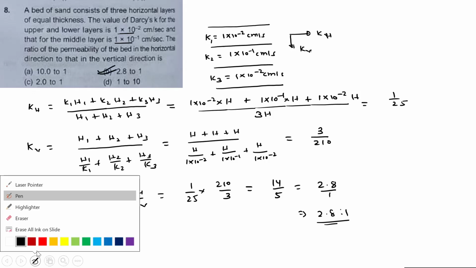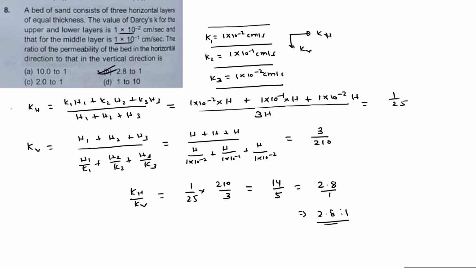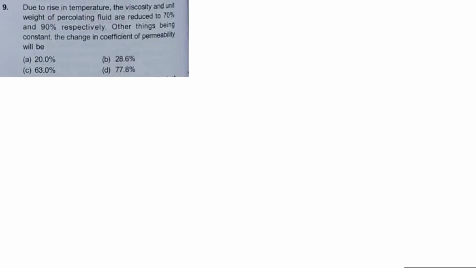The important formula is this. Just remember this formula. It is a very important formula. In many exams, like AEE exams and UPSC, it may be asked. So next is question number 9. In question number 9, due to a rise in temperature, the viscosity and the unit weight of the percolating fluid are reduced to 70% and 90% respectively.